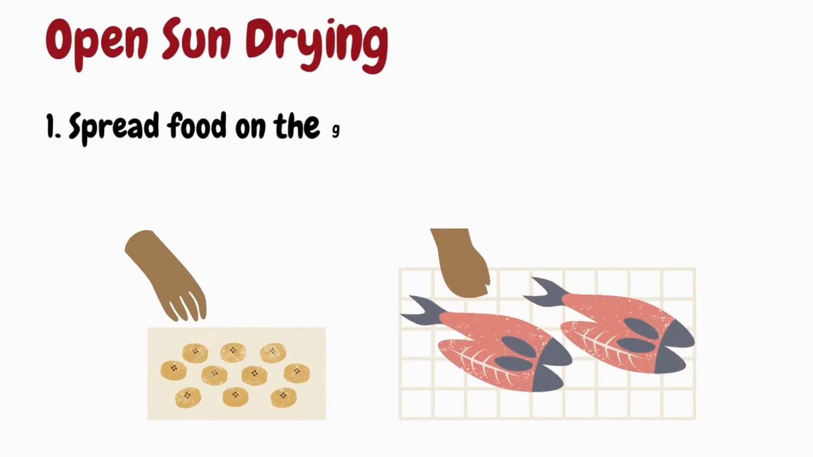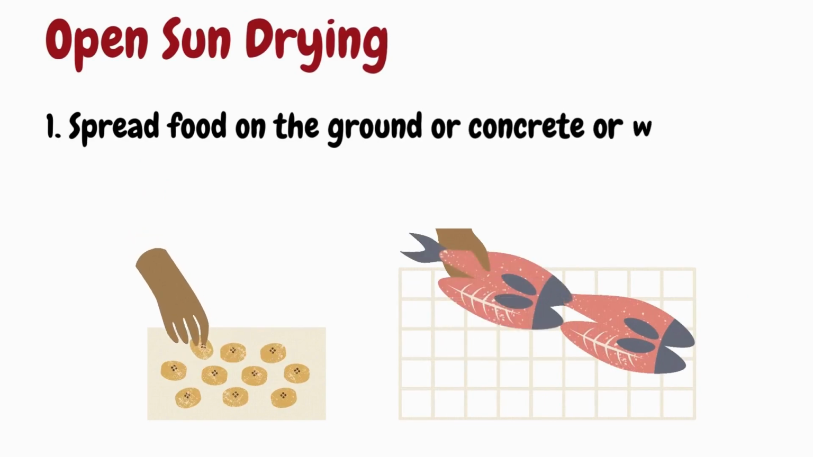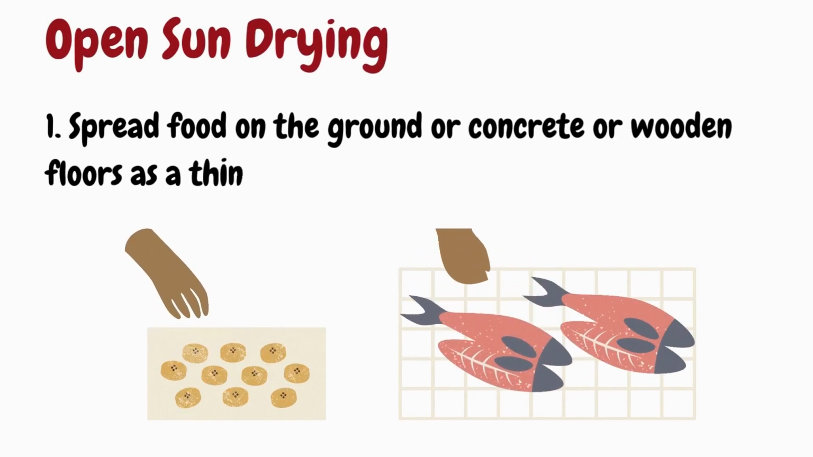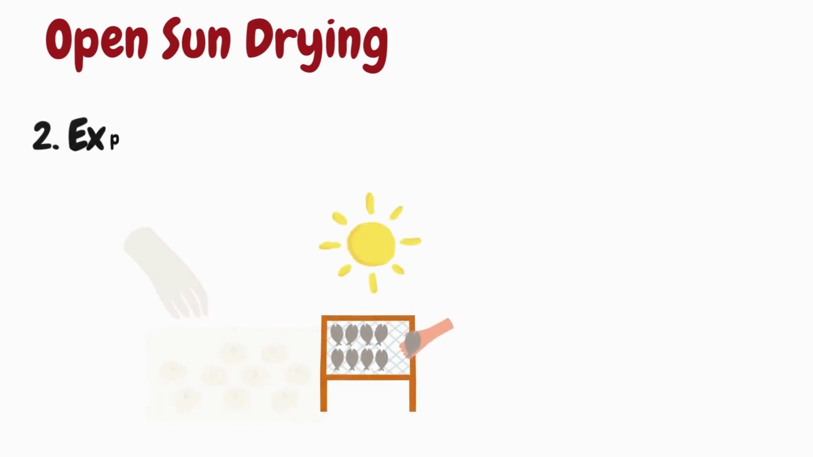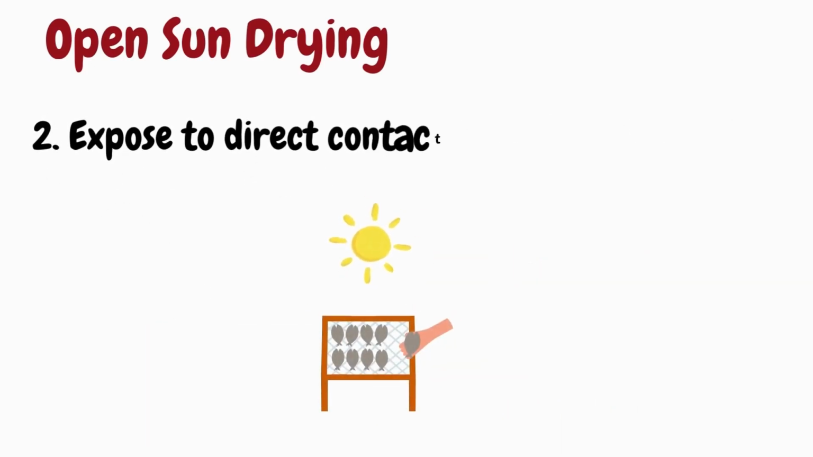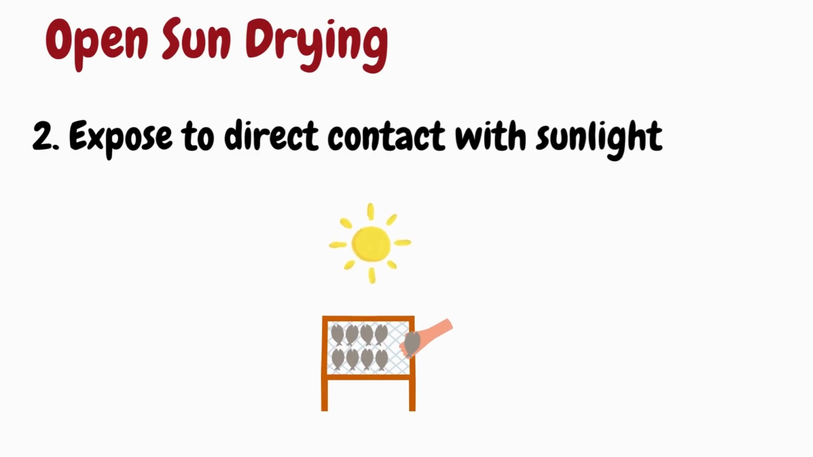First, food products to be dried are spread on the ground or concrete or wooden floors as a thin layer. Then they are exposed to direct contact with sunlight to remove excess moisture from food with the action of wind. This drying process continues for several days until achieving the required level of drying.